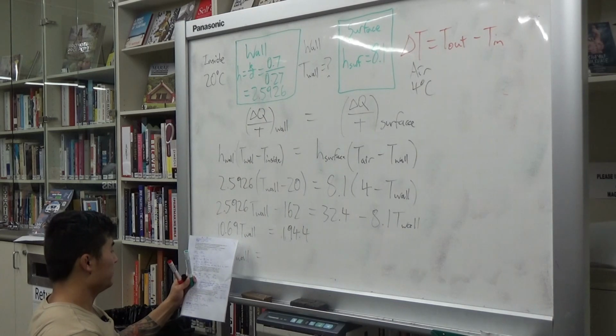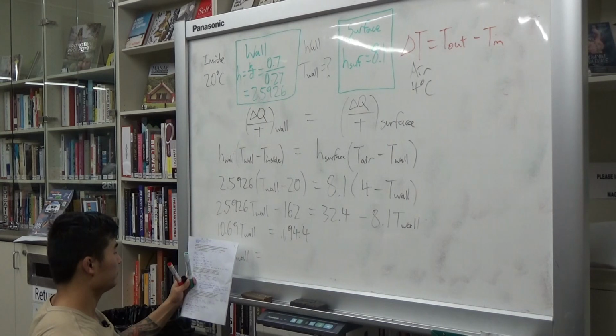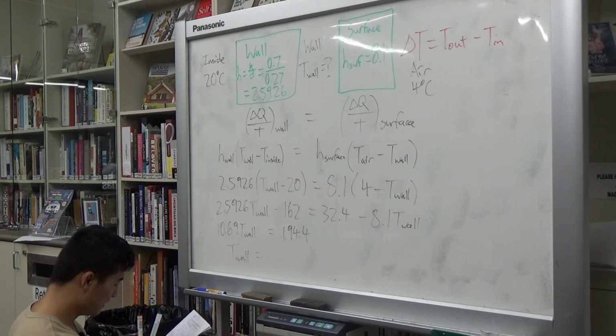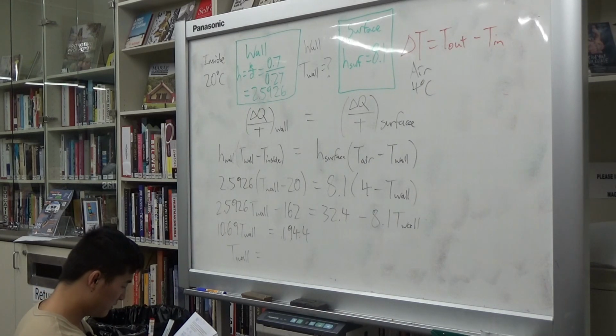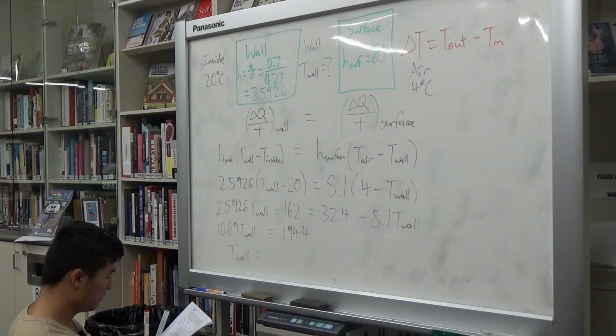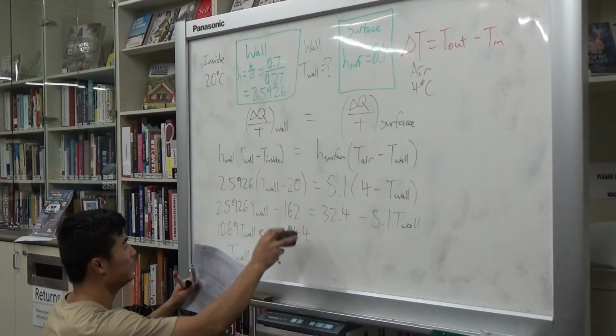Wait, yep. Where did the 162 come from? Yeah, 2.59 times 20 is 51.85. Wait, what have I done? Oh yeah, sorry, I must have made a mistake. What is it again?